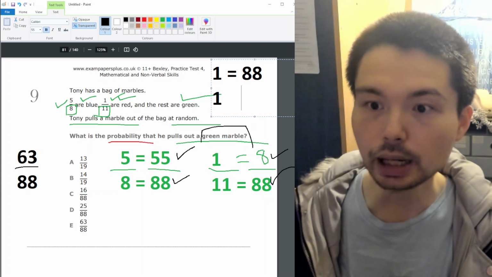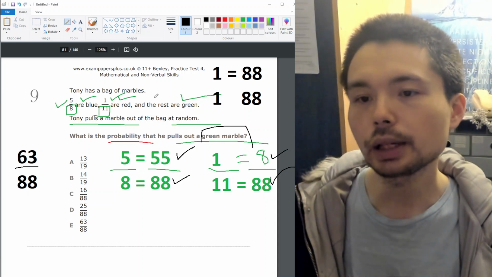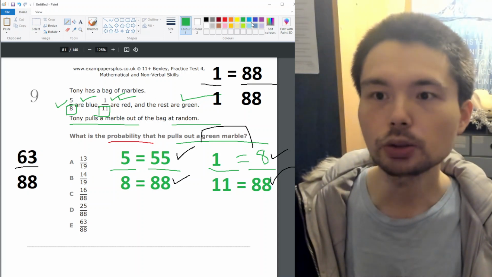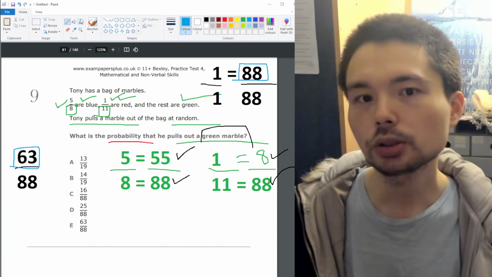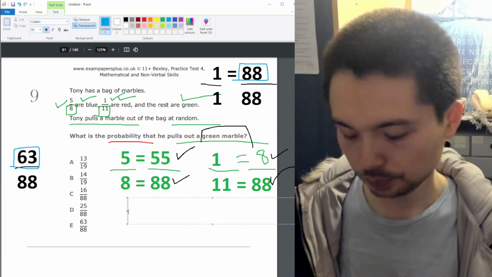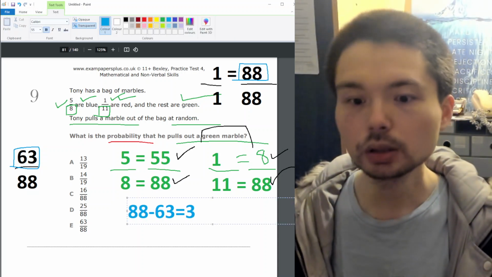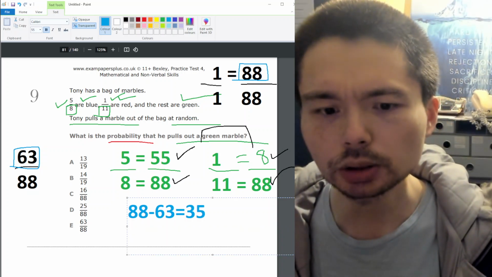So treat it like 88 over 88. Why is William writing it like this? Because now we want the other section. It's one more step. What do we do with 88 and 63? We must subtract. So let's do that. 88 minus 63 equals 35 over 88. And is that option there?